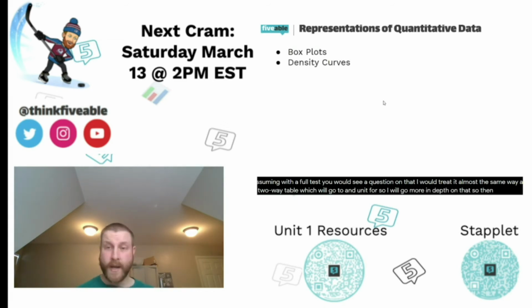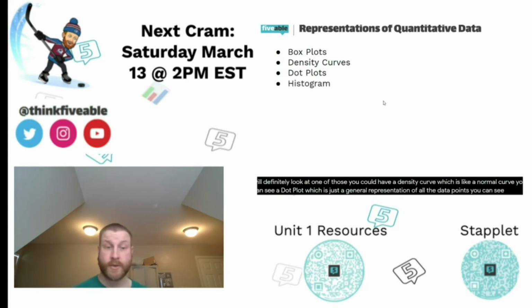So then you have quantitative data, okay? And we're going to look at these mostly today because this shows up more often in the Unit 1 type questions you would see on the exam. So you could have a box plot. We'll definitely look at one of those. You could have a density curve, which is like a normal curve. You could see a dot plot, which is just a general representation of all the data points.